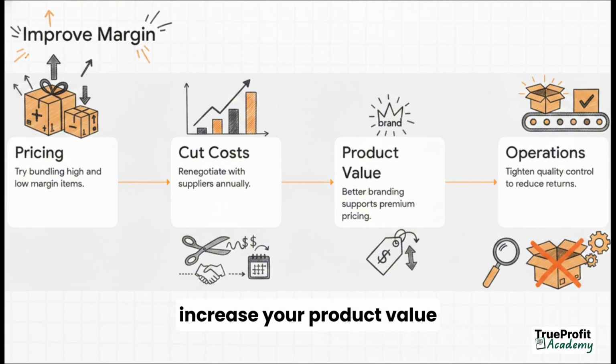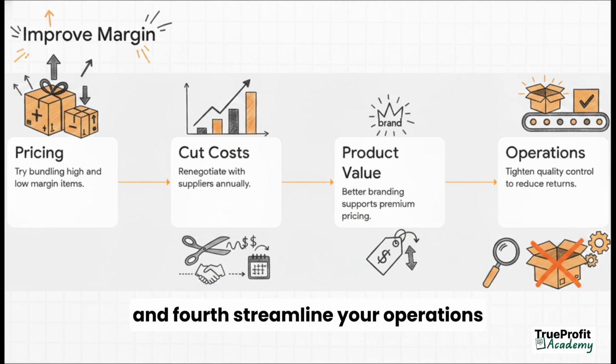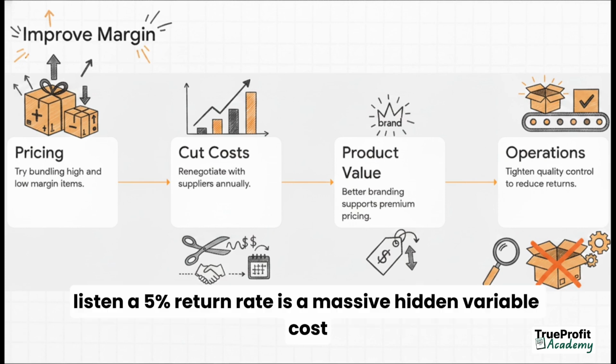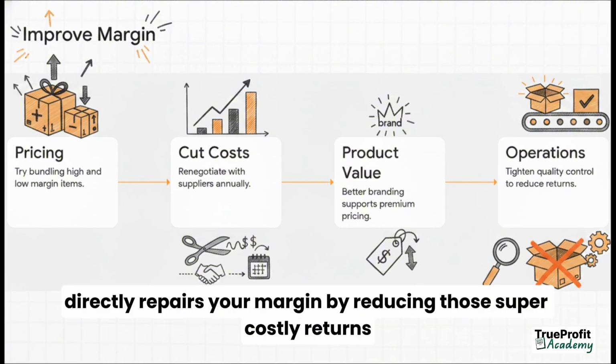Third, increase your product value. Better packaging or sharper branding supports premium pricing without actually raising your costs all that much. And fourth, streamline your operations. Listen, a 5% return rate is a massive hidden variable cost. Tightening your quality control directly repairs your margin by reducing those super costly returns.